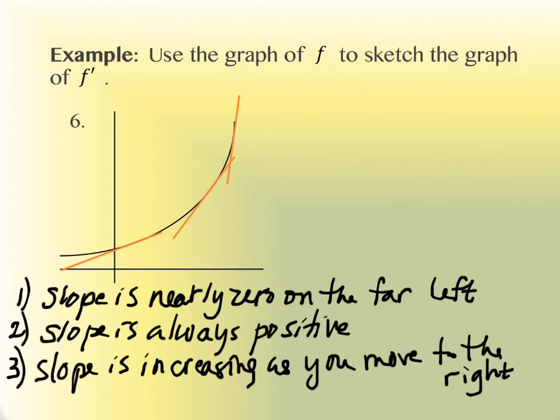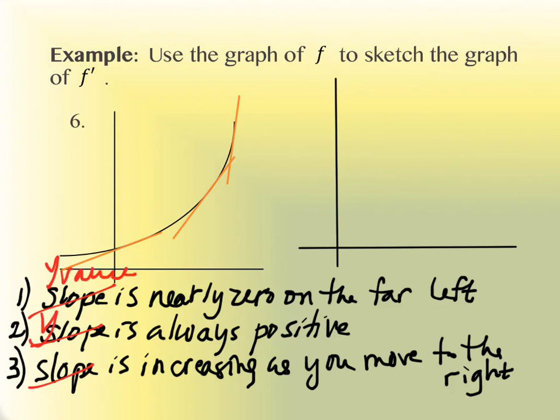All right, so my graph then, I don't need to have any sort of x's or a's or b's or anything labeled on the bottom because I didn't have any slopes of 0. But I do need to go back and I need to change the word slope to the phrase y value. I need a y value that is nearly 0 on the far left. So it needs to be really close to the x-axis on the far left, right? I need a y value that's always positive, which means the graph needs to be above the x-axis. And then I need a y value that is increasing as I move toward the right.